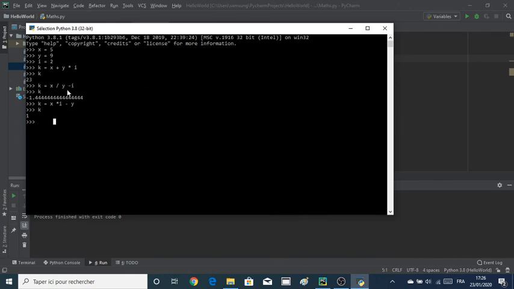And let's see. Always the first operations are division and multiplication, and the last operations are minus and plus.